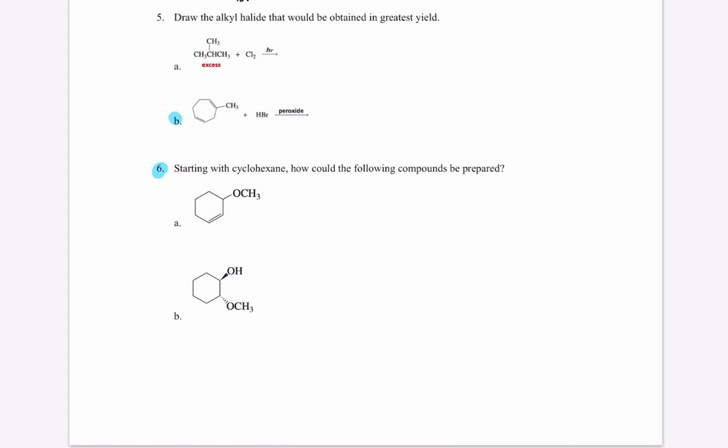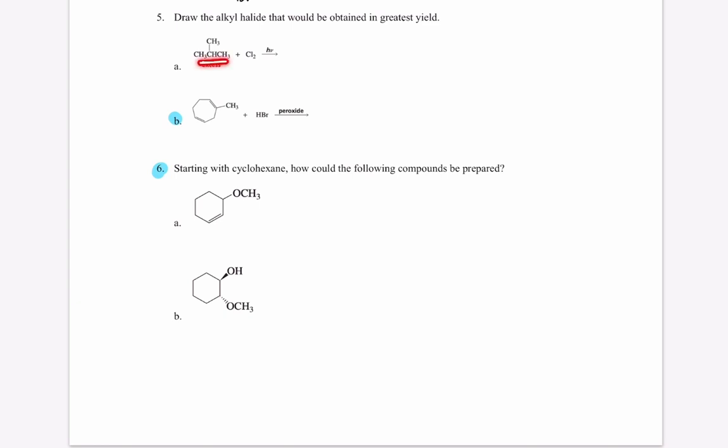Let's go on to question number 5. Draw the alkyl halide that would be obtained in greatest yield. For all of the radical reactions, it's important to sort out the different reactions. So you have here an alkane that is reacting with chlorine in the presence of light. This is basically a radical substitution reaction. Whereas this one right here is a radical addition reaction, because whenever you have a double bond and you react it with HBr in the presence of peroxide, it's going to be a radical addition reaction.